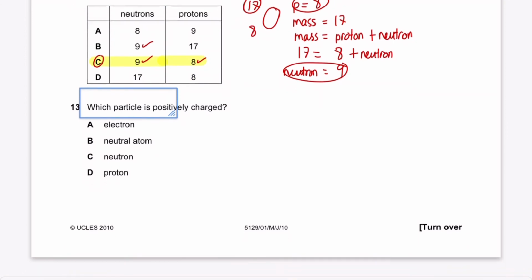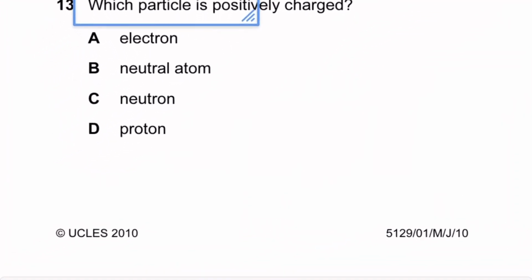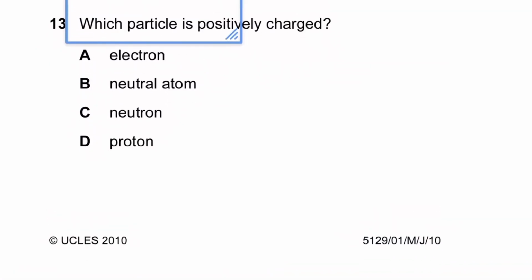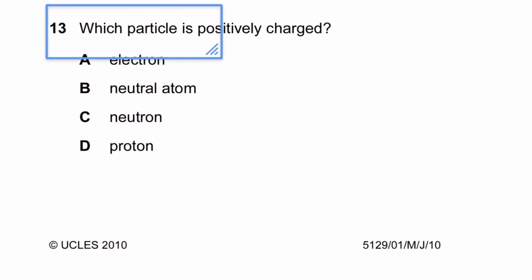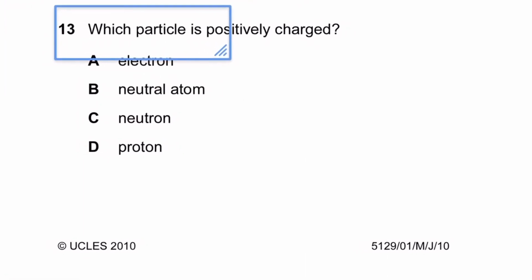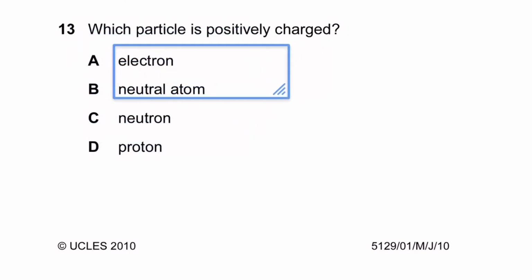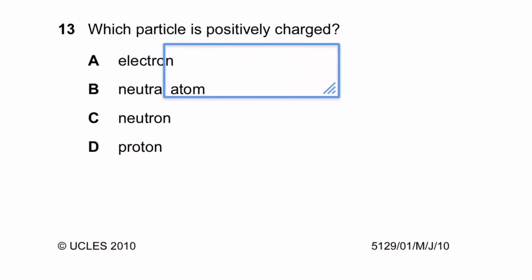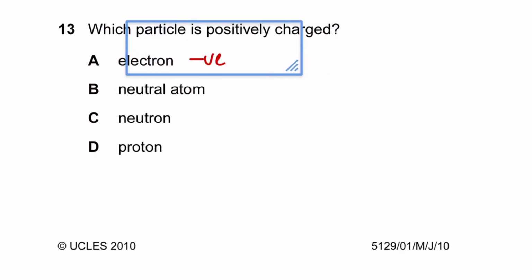Okay, on to the last question. Let me zoom in better. Okay, there we go. Last question, question 13. Which particle is positively charged? So among all this, let's deal with each of it one by one. Electron. We know that electron is negatively charged. Yes, it's a negatively charged particle.